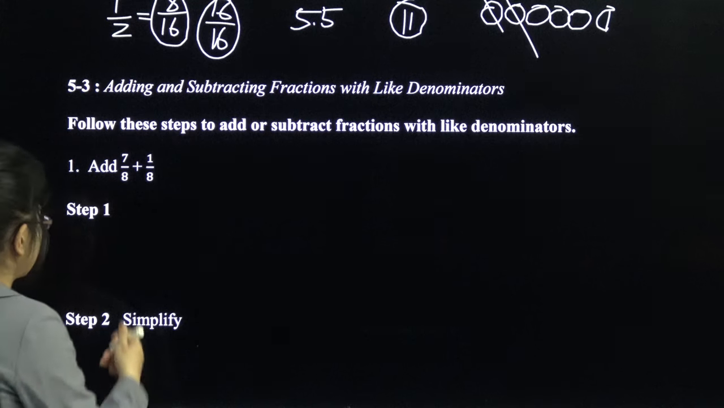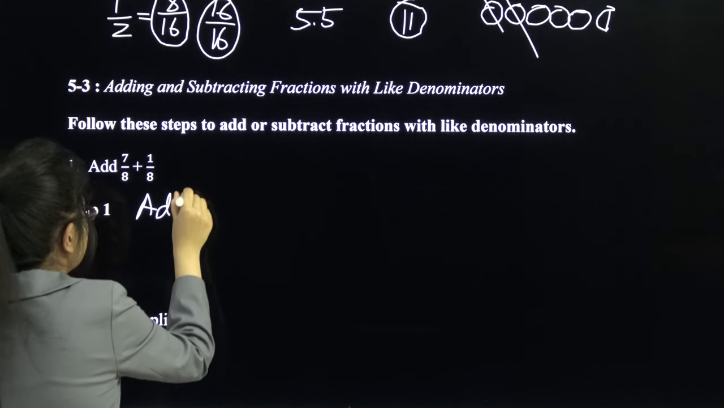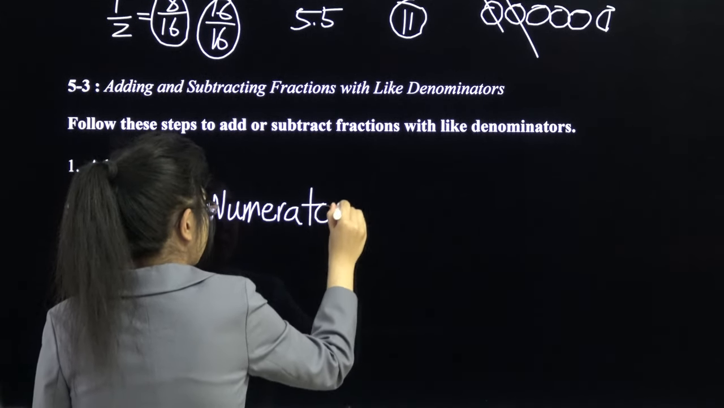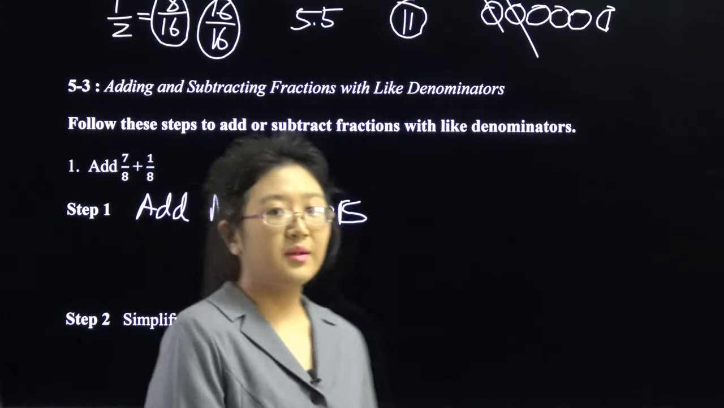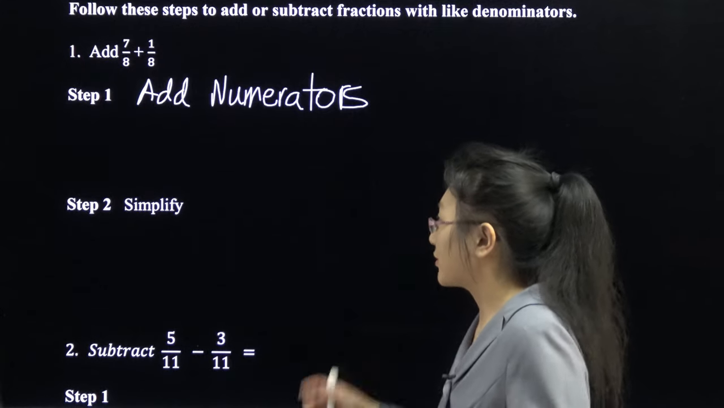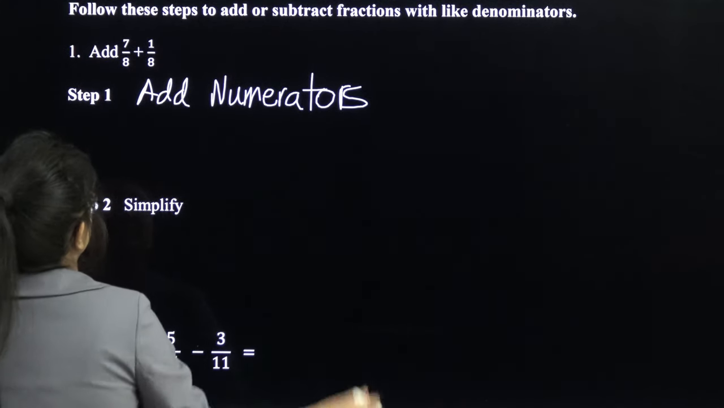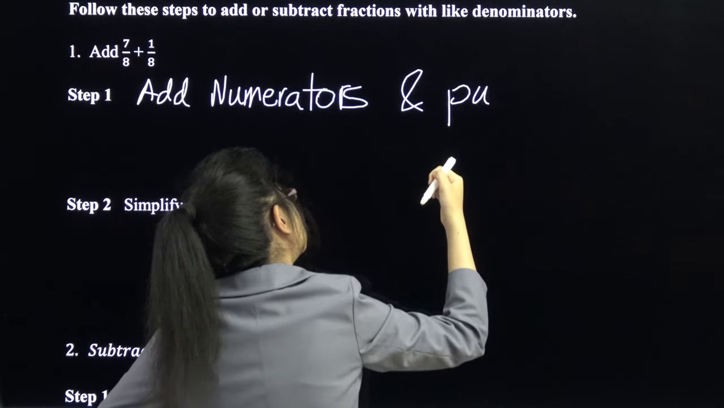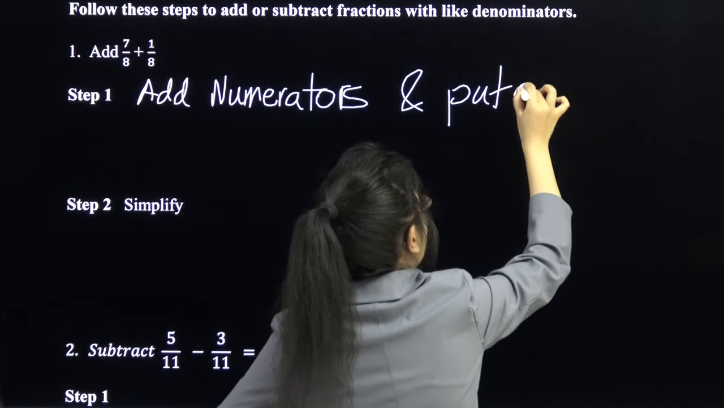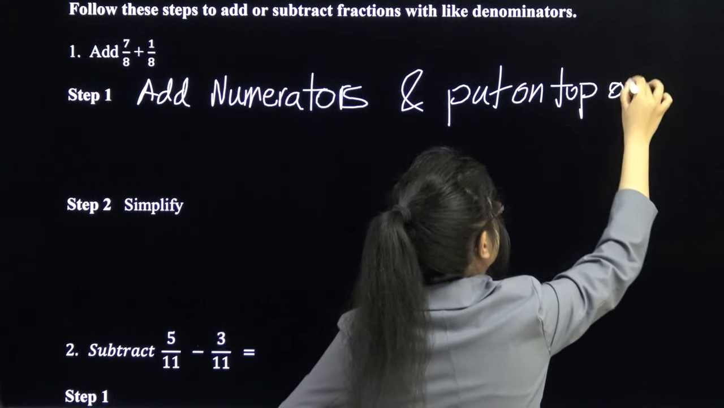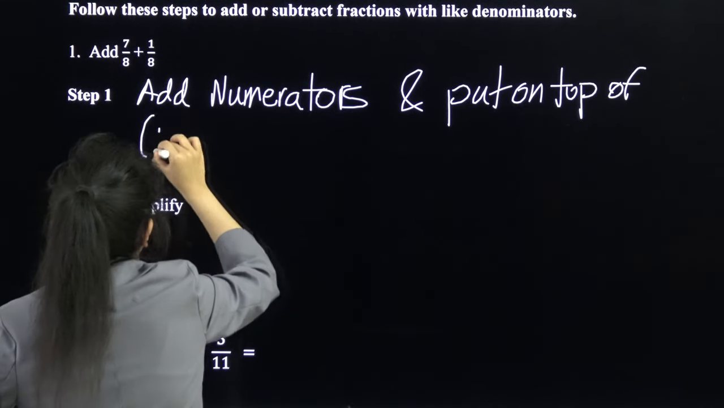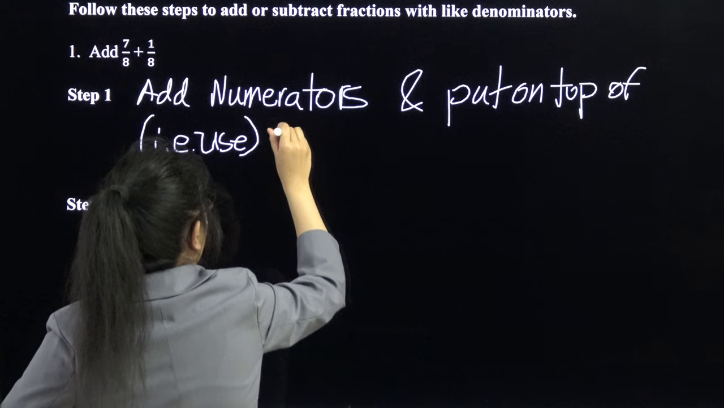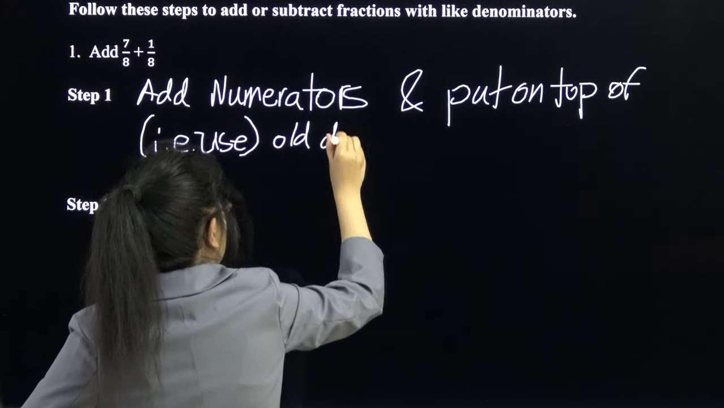Step 1. Add numerators. Step 2. Simplify. And there is no step 3. Technically, it should be: add numerators and put on top of, in essence, use the old denominator.